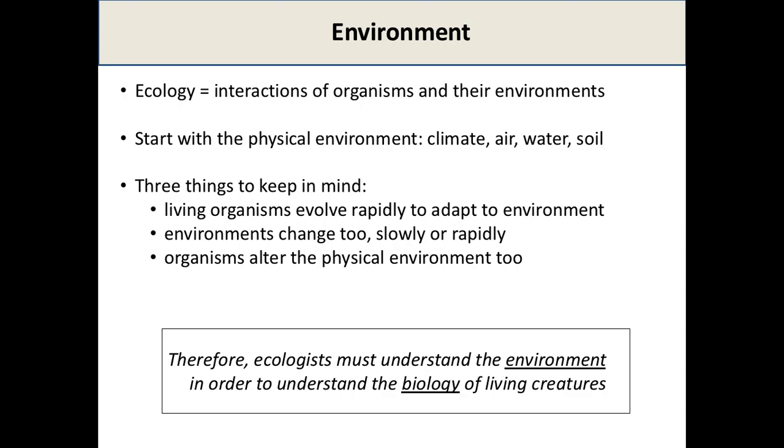And there are 4 main components that determine really what type of species we find in an area. Climate, air, water, soil. We're going to go through each of these in sequence over the next series of lectures. And when we talk about them, we talk about them almost in stasis, as if this is just how it is.